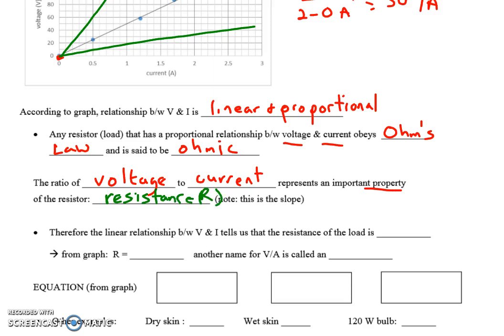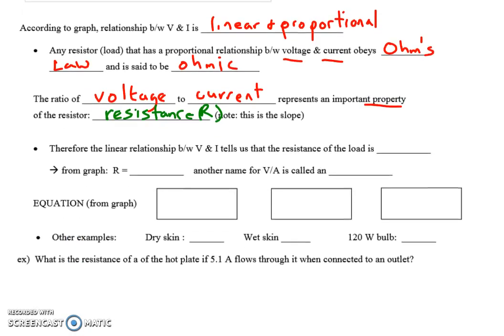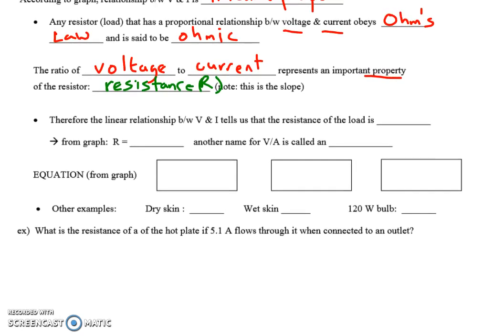And we give that a symbol, capital R. Okay, so in this particular case, it's the slope of the graph, but really its definition is the ratio of voltage to current. So resistance is our fourth measurement of the circuit. We have voltage, current, power, and now we see that resistance of the load plays an important role in all this. All right, so since there's a linear relationship between V and I, that tells us the resistance of the load is constant, and so from the graph, that means that our resistance is 50 volts per amp.